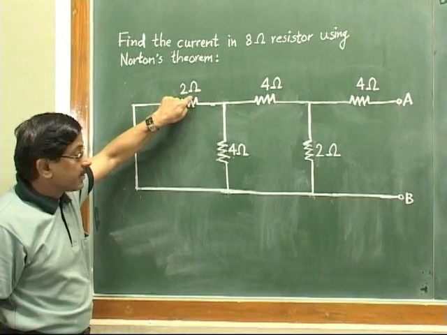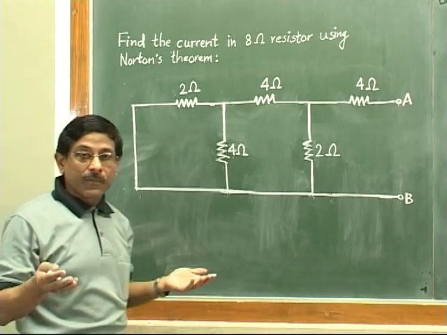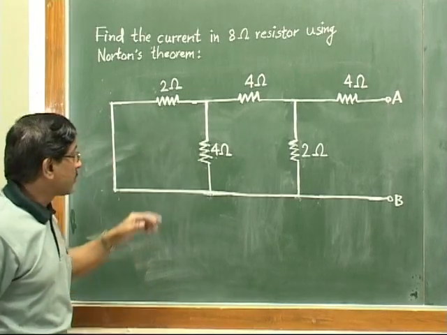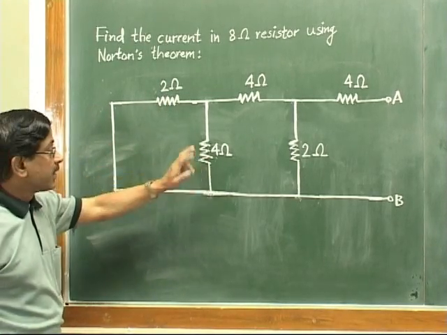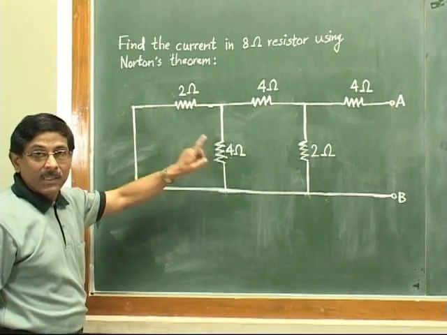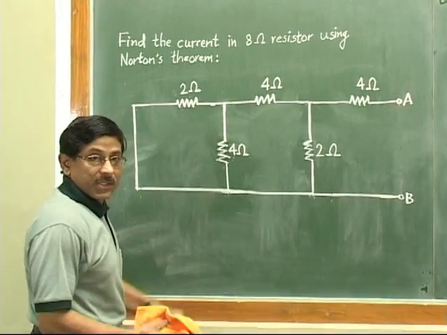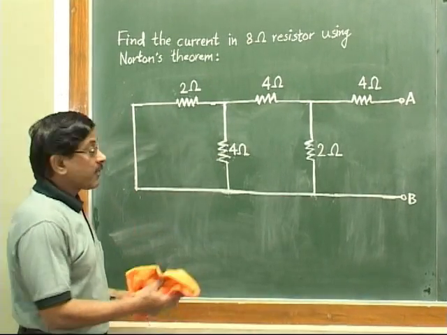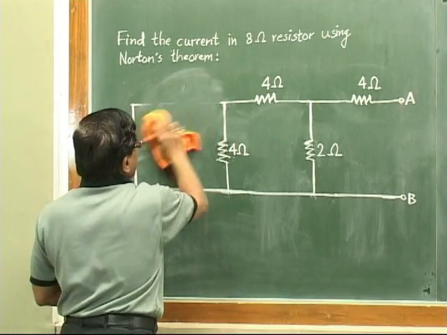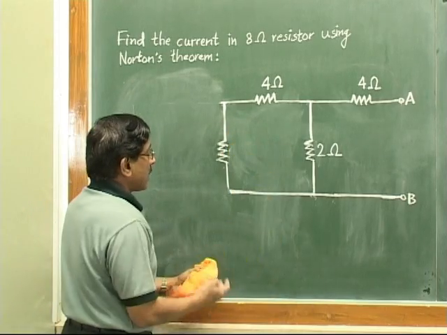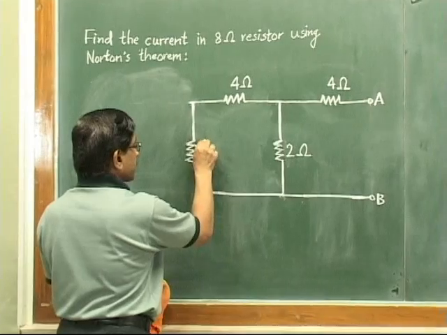4 2s are 8. The parallel combination of 2 resistances, R1, R2, will be R1 R2 divided by R1 plus R2. So 2 into 4 is 8 divided by 2 plus 4 is 6. So 8 by 6 is 4 by 3. So instead of this 2, we now just show a single resistance of 4 by 3. So I will just show it like this. So your circuit reduces to this particular thing. So this value will be now 4 by 3.